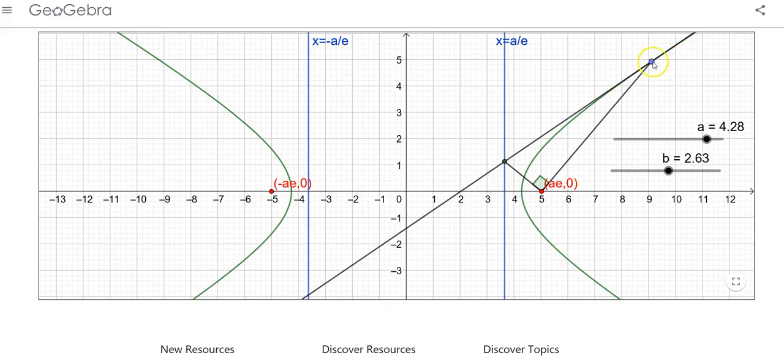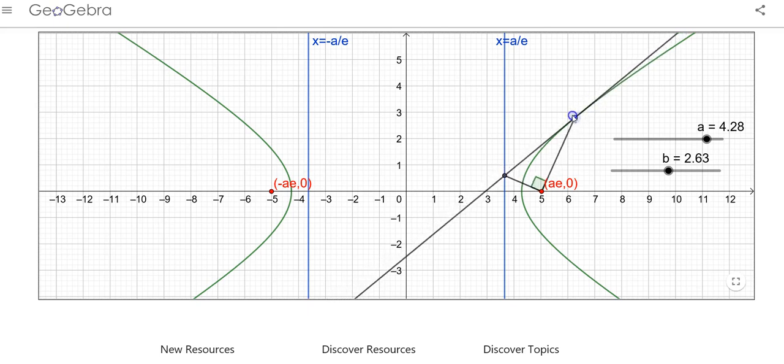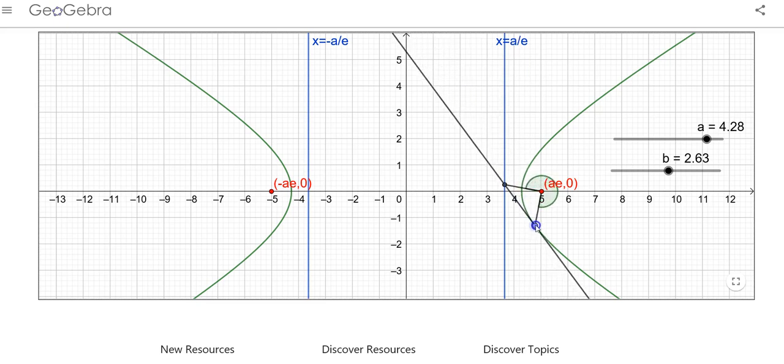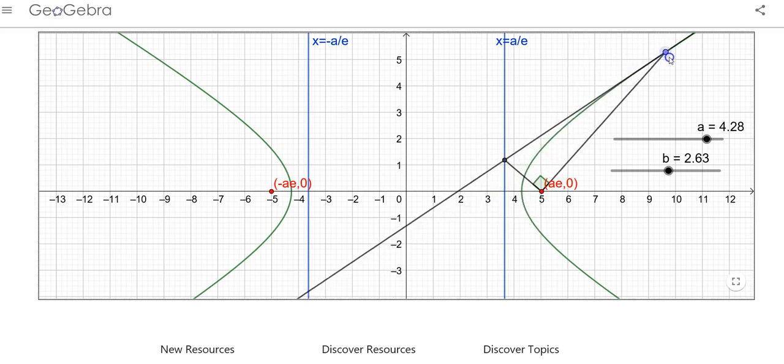So with GeoGebra we can see that as we move the position of this point of contact, what stays constant is that we have that right angle there. Even if I go over here, we've still got a right angle at the focus. So that's all that we need to know.